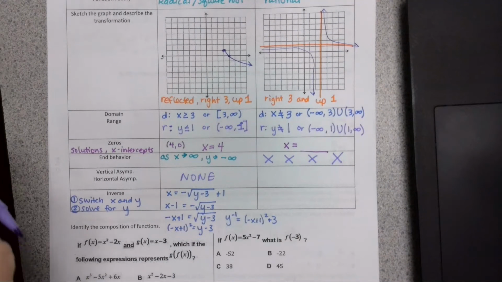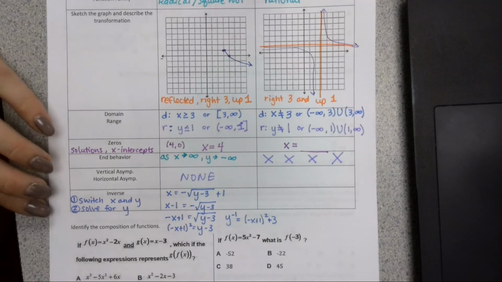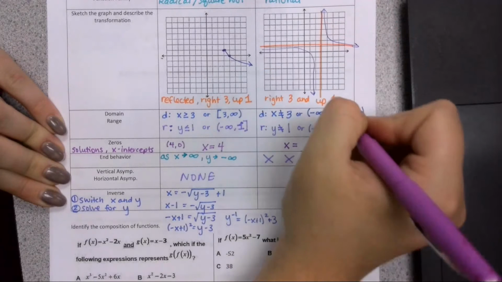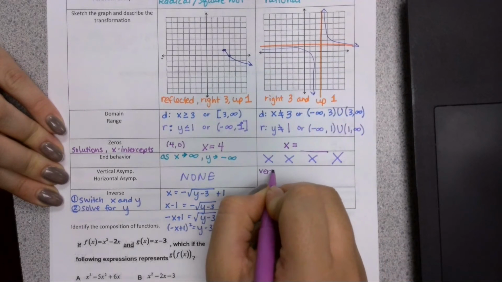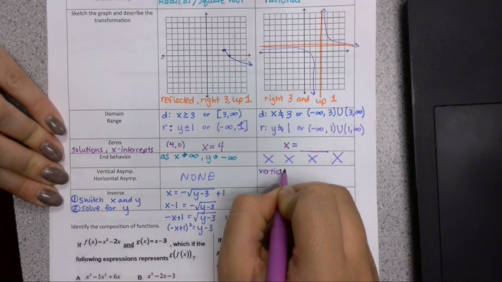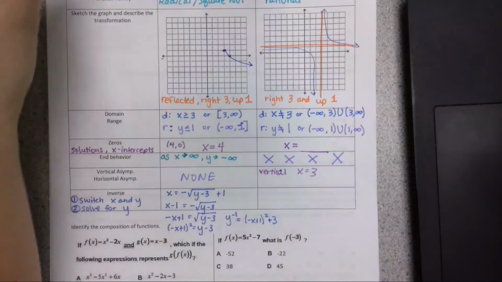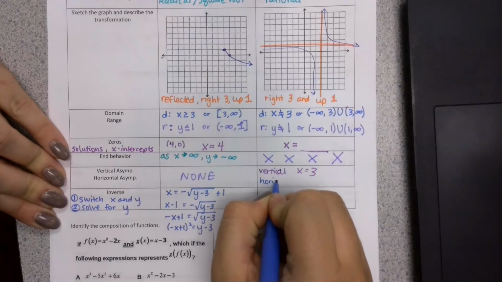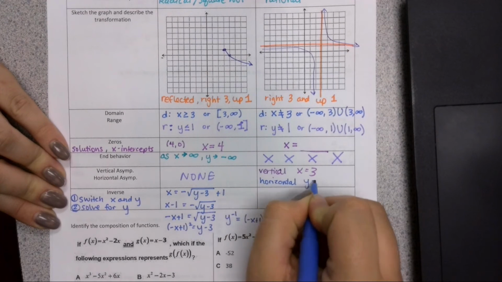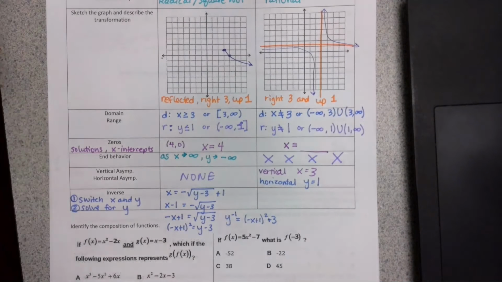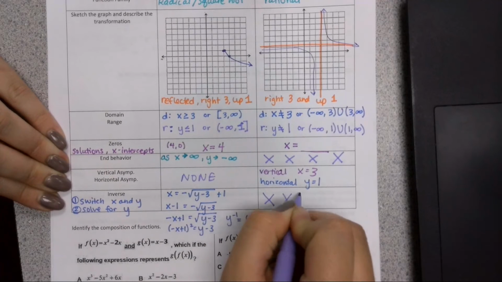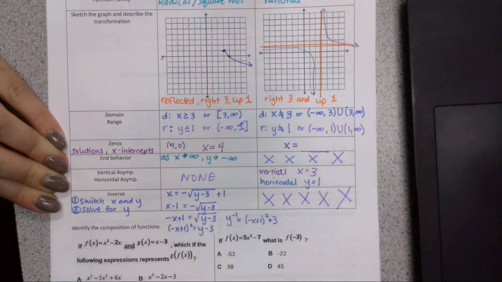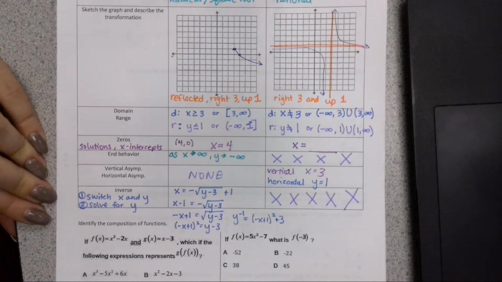Asymptotes, however, I can guarantee you're going to see a question about asymptotes. Do we have a vertical asymptote? Yes, it happens here at x equals 3. Do we have a horizontal asymptote? Yes, we do. It's at y equals 1. And I can guarantee you will not see anything about inverses for rational functions. We just simply don't know how to do that with our level of math, and we're not going to attempt it.